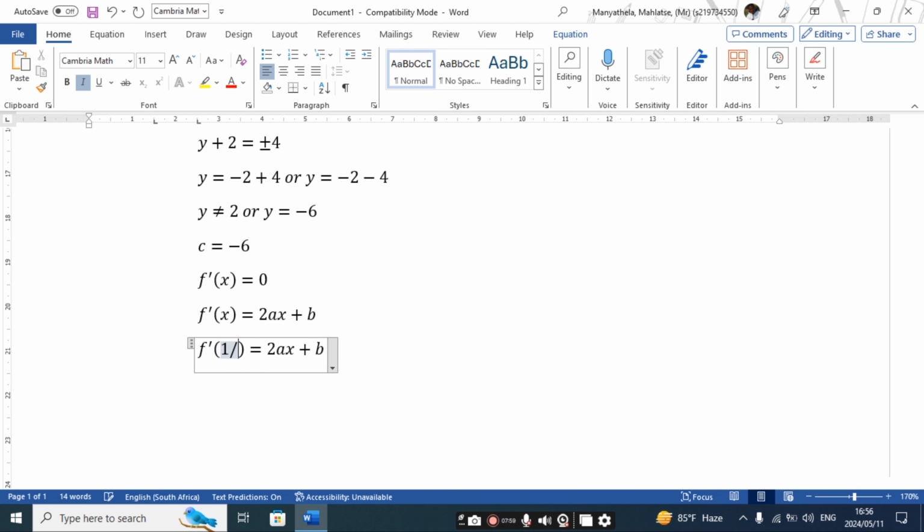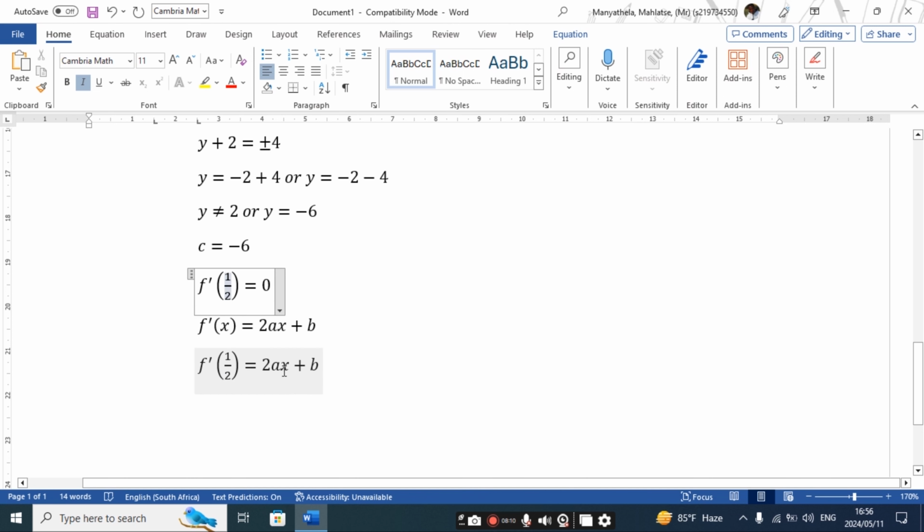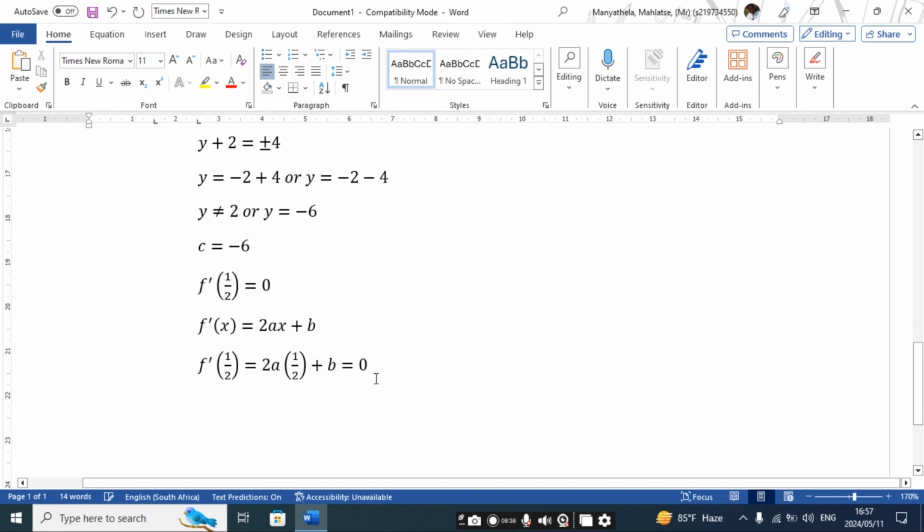The derivative when x equal to 1 over 2 is 0. This is what we should have. So we are then going to replace x by 1 over 2, and then we know that this thing is equal to 0. So 2a times 1 over 2 will be 2a over 2, and 2 will cancel 2. Then this will result to a plus b.